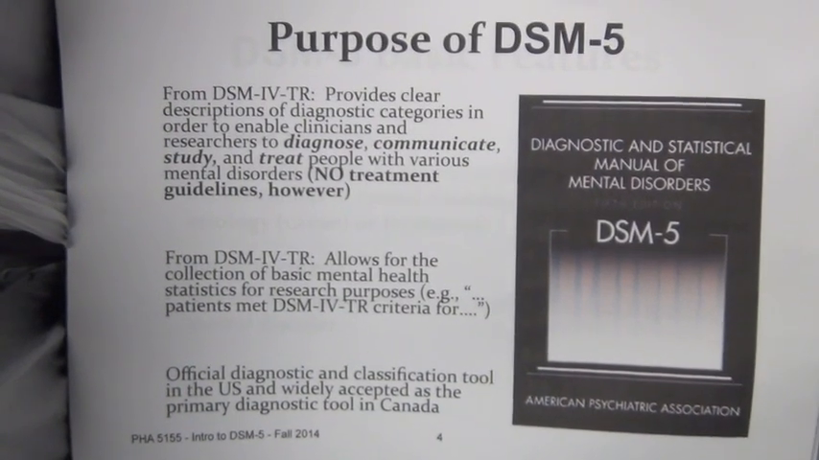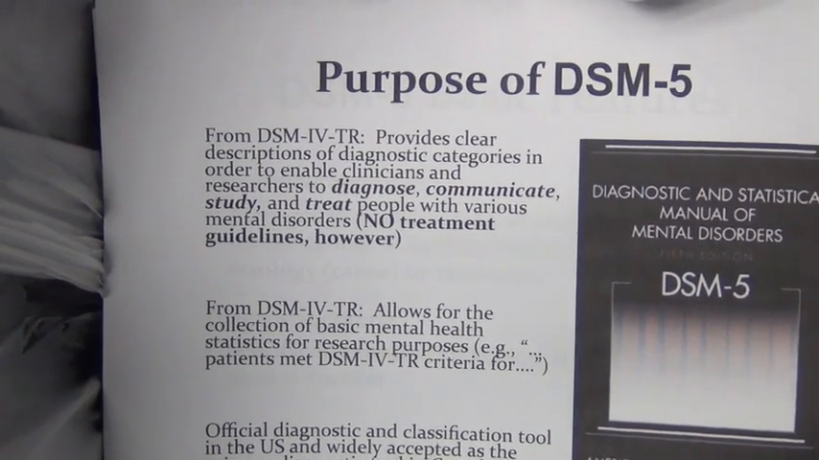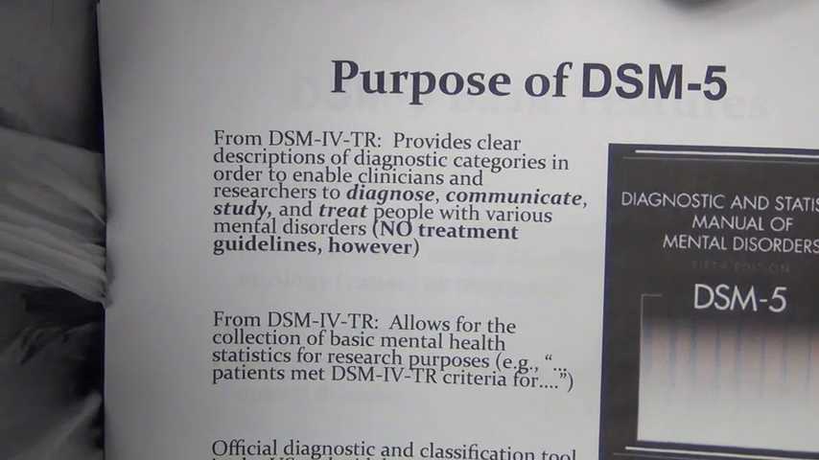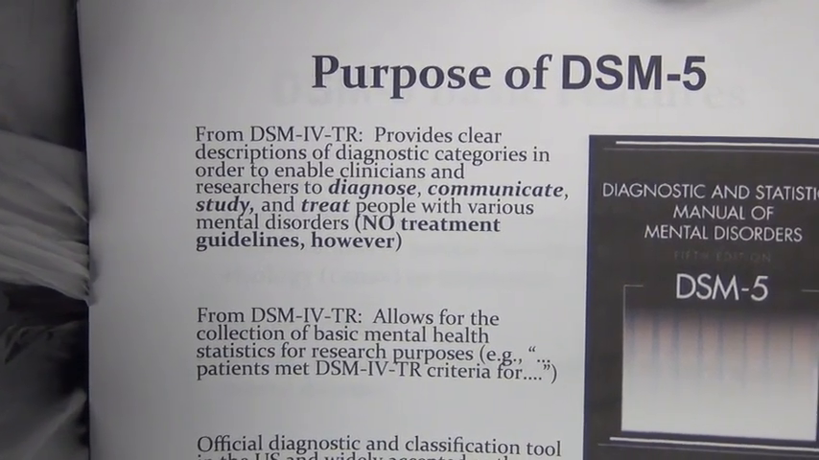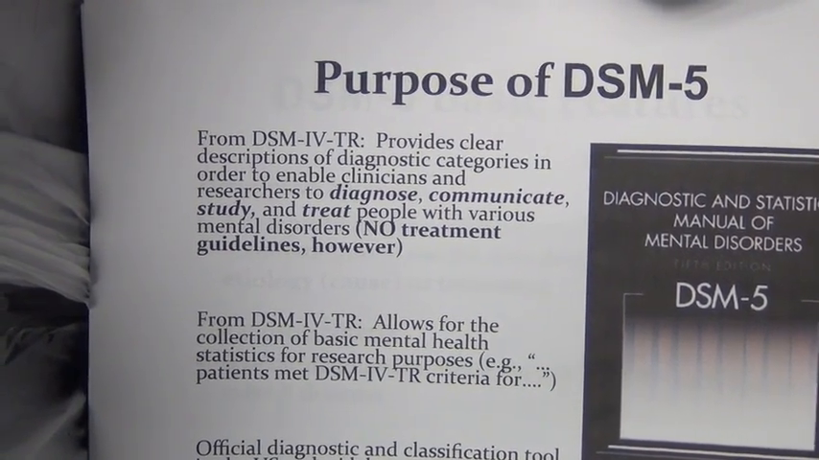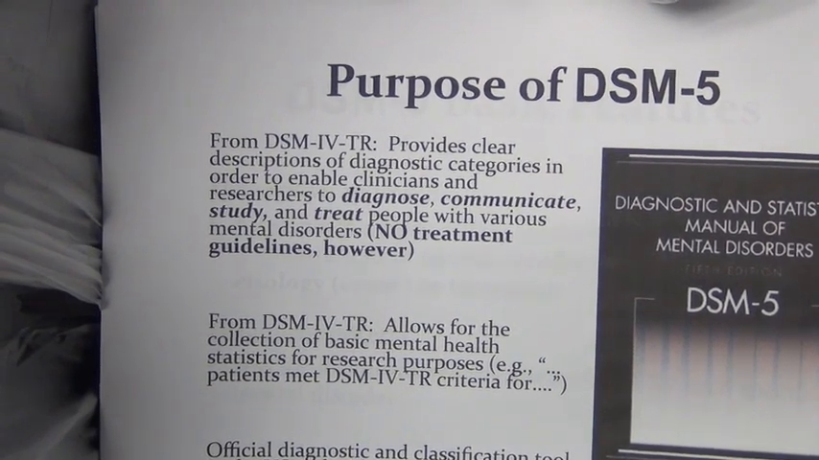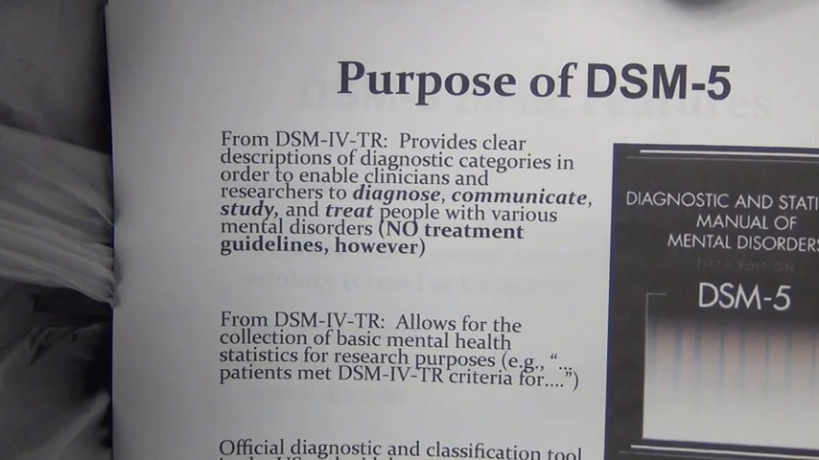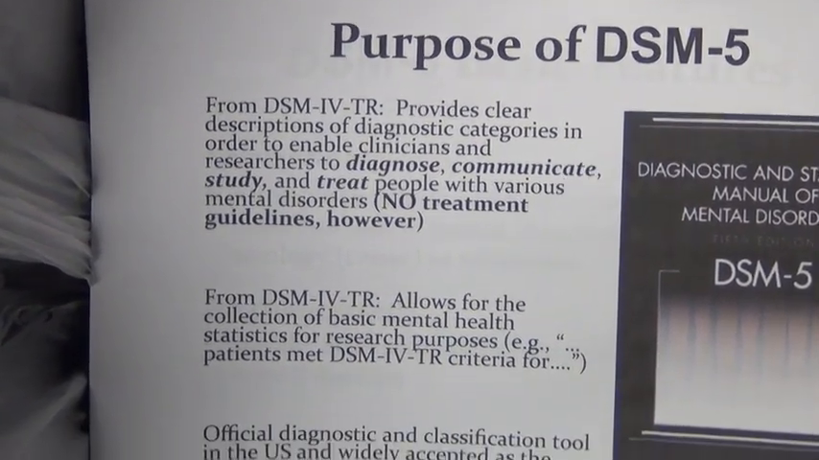You're probably wondering, well, so what's the purpose of the DSM-5? Well, the purpose really comes from the DSM-4, so pretty much the same as before. It provides clear descriptions of the diagnostic categories in order to enable clinicians and researchers to diagnose, communicate, study, and treat people with various mental disorders. But it doesn't really have treatment guidelines. When it says treat, it really doesn't talk about particular treatments.